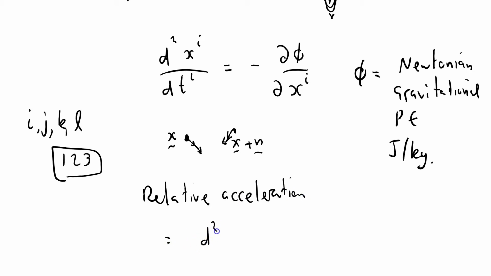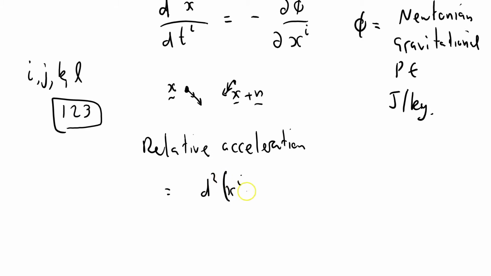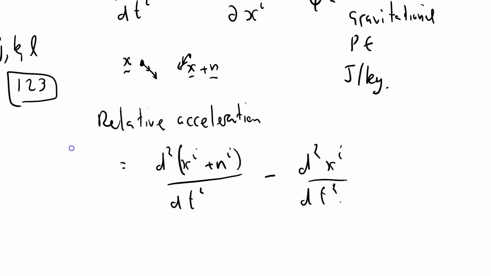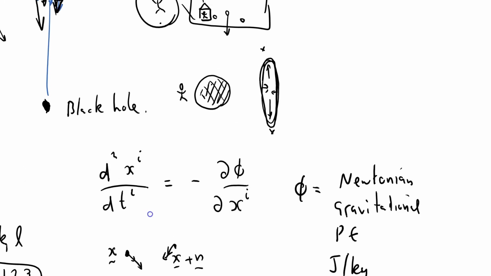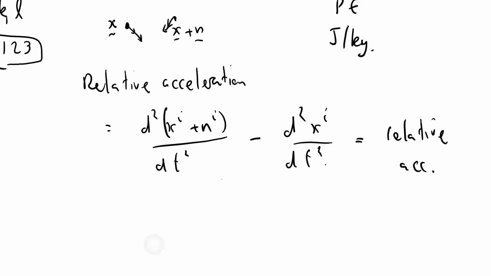which equals d²(xⁱ + nⁱ)/dt² minus d²xⁱ/dt². That's equal to the relative acceleration. So I can get a handle on this spaghettification process that's occurring. Okay, so I better evaluate this thing.